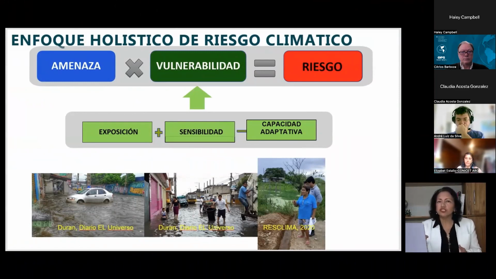Here are some examples of the climate-related exposure, sensitivity with the people in the urban system, and the adaptive capacity, and also the response capacity. We will see this in more detail in the next slide.